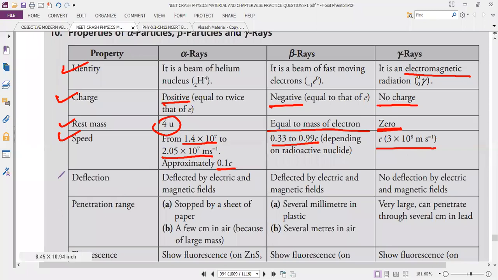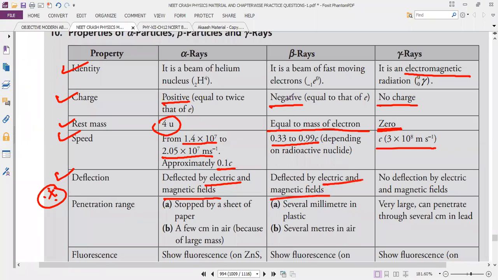Next one, deflection. The alpha particle is positive, so it is deflected by both the electric and the magnetic field. If the electric field is negative, then since the particle is positive, they will attract each other. If the electric field is positive, they repel each other. So deflection is there. It is deflected by electric as well as magnetic field. It is a very important point. And beta is also deflected by electric and magnetic field.